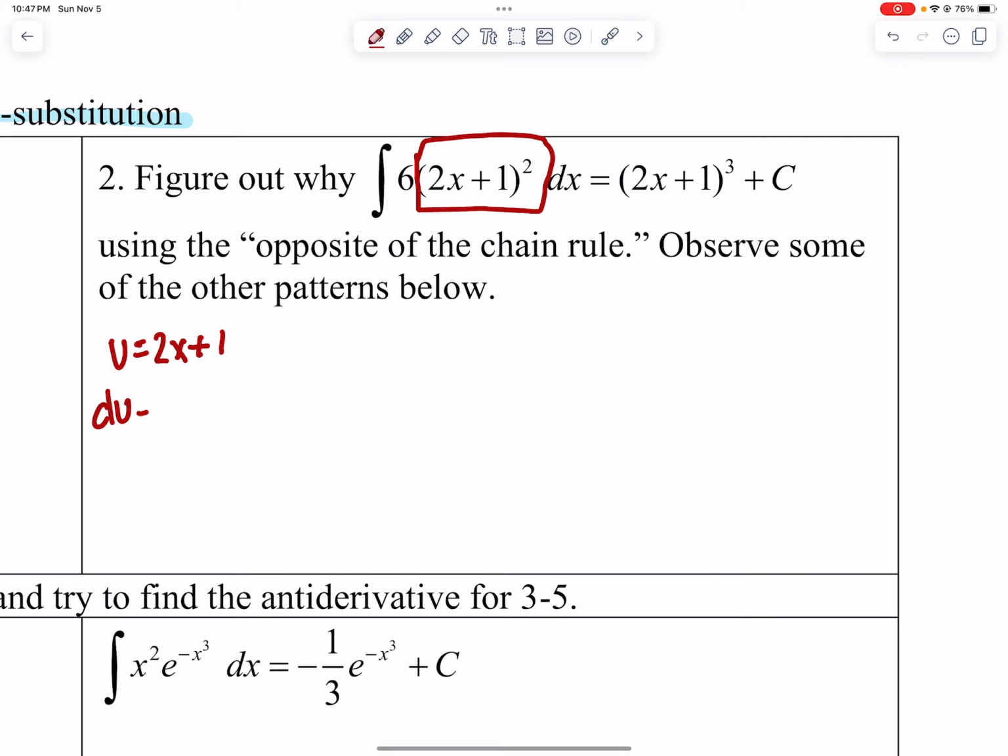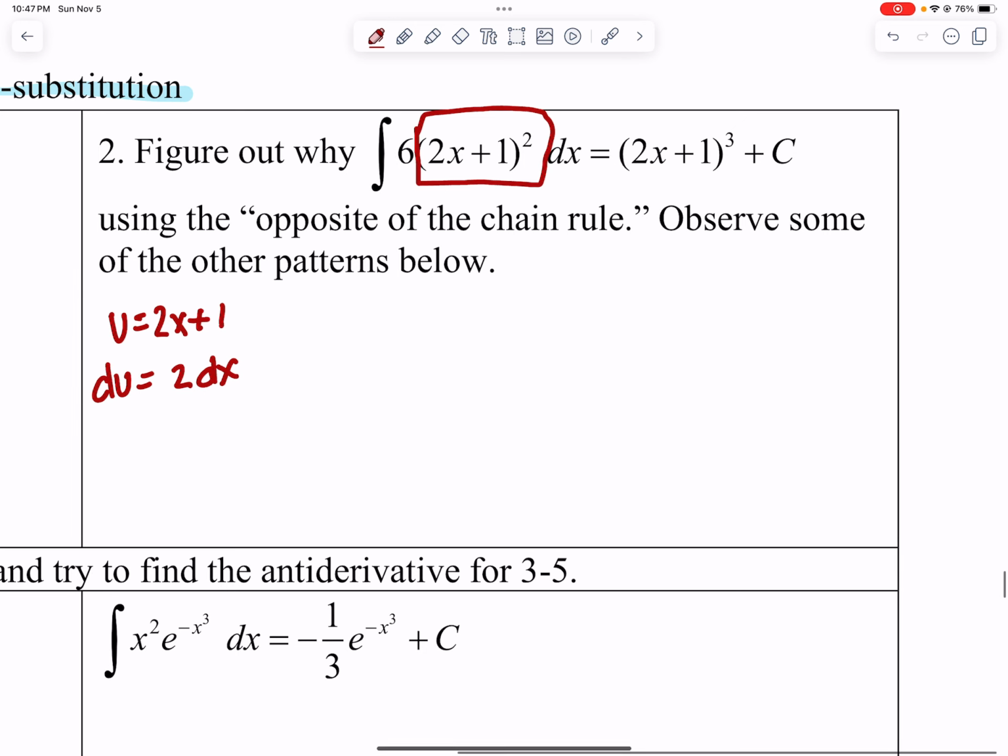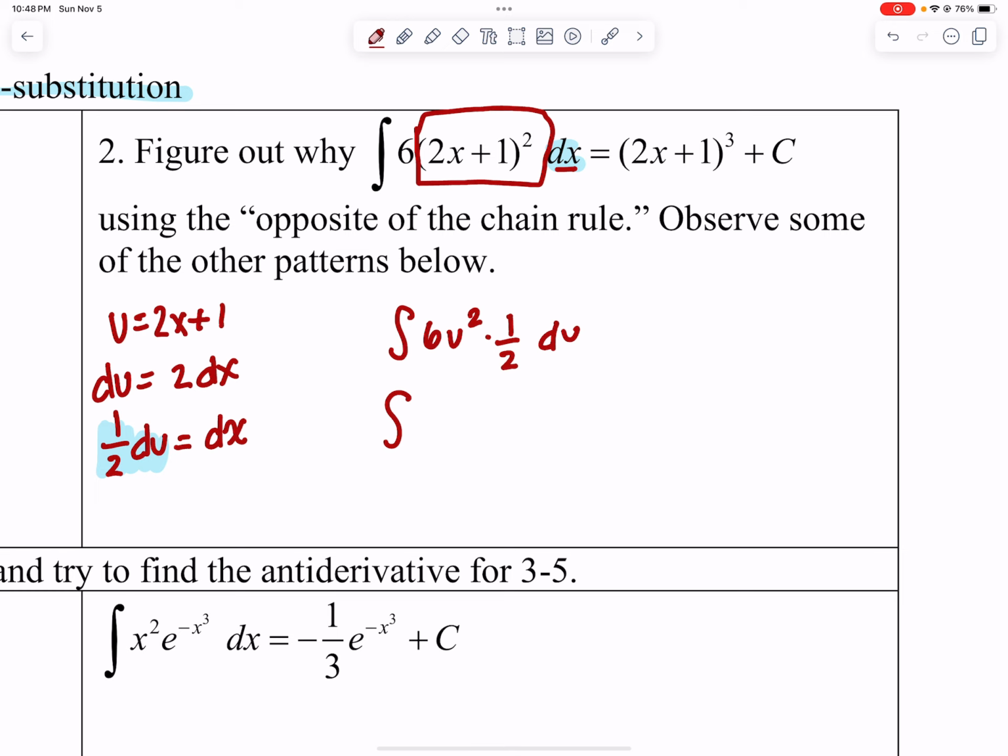So I'm going to have du equal to the derivative of 2x + 1, which is just 2 dx. And then I'm going to divide by 2. So I have 1/2 du equal to dx. The reason I do that is because I want to make sure that everything's in terms of u. So if I substitute everything in, I'm going to have the integral of 6u squared, and then we know that dx right here is going to be substituted as 1/2 du, which then gives us 3u squared du.